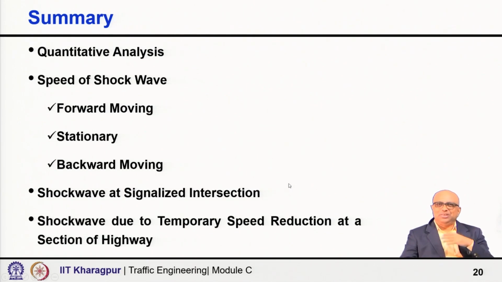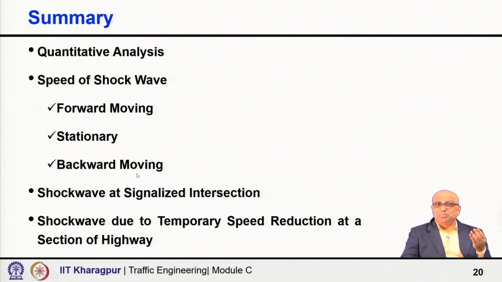So, with this, what we discussed today is the quantitative analysis, the speed of shock waves, how we can calculate it, knowing the lower and higher two traffic states, how the densities compare, how the flows compare, right. In the flow density curve itself, comparing two traffic states, we can say whether the shock wave which is going to be created in between two traffic states is going to be forward moving or stationary or backward moving.